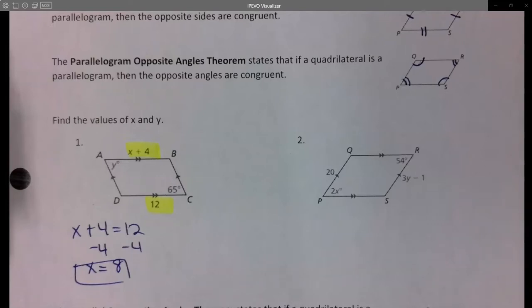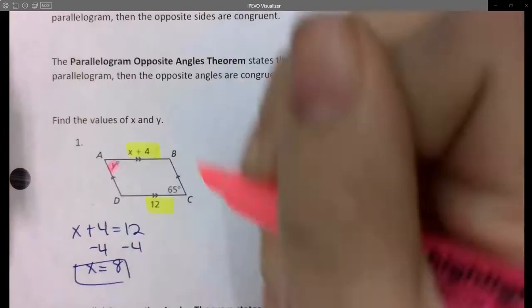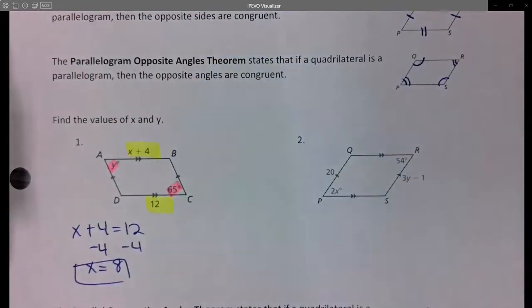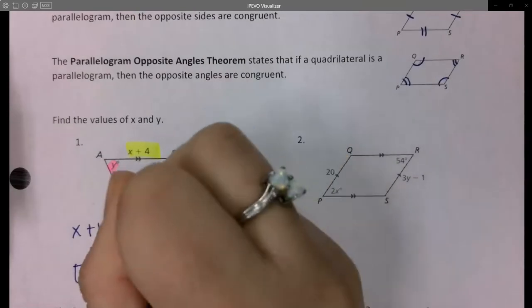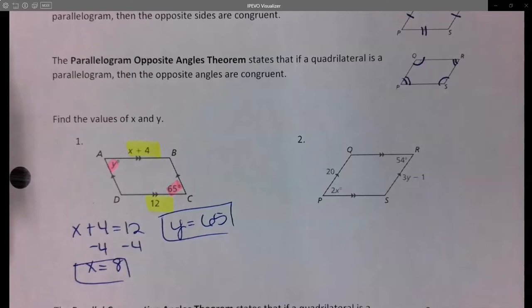Then y is an angle, and it's opposite angle C. So those two are congruent. So I can set them equal to each other. And I'm just going to have y equals 65, because there's not an expression for me to solve.